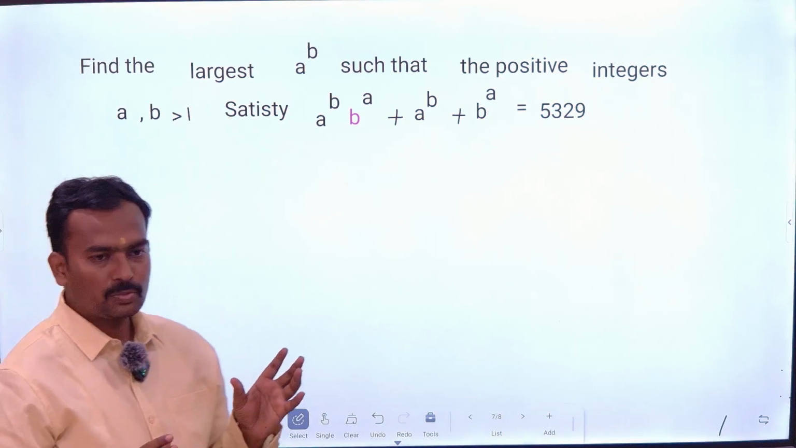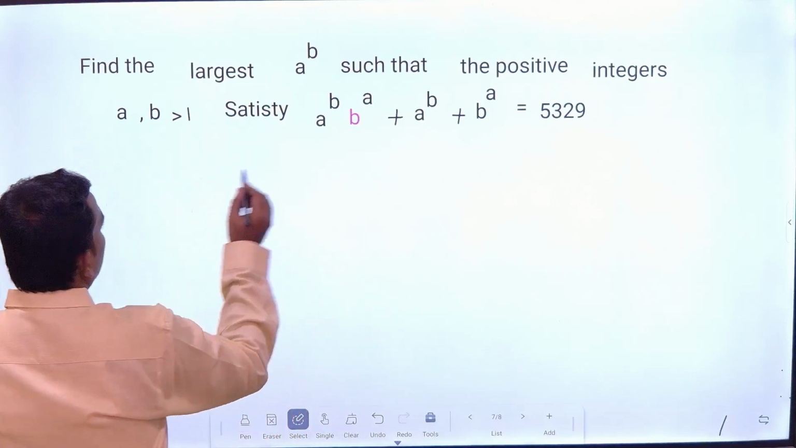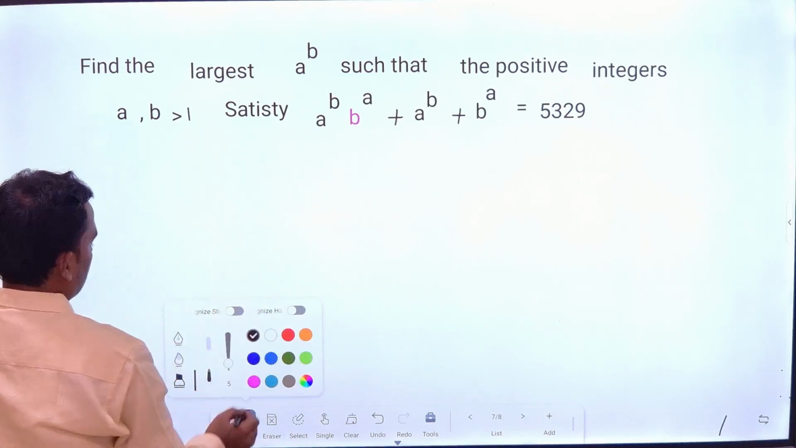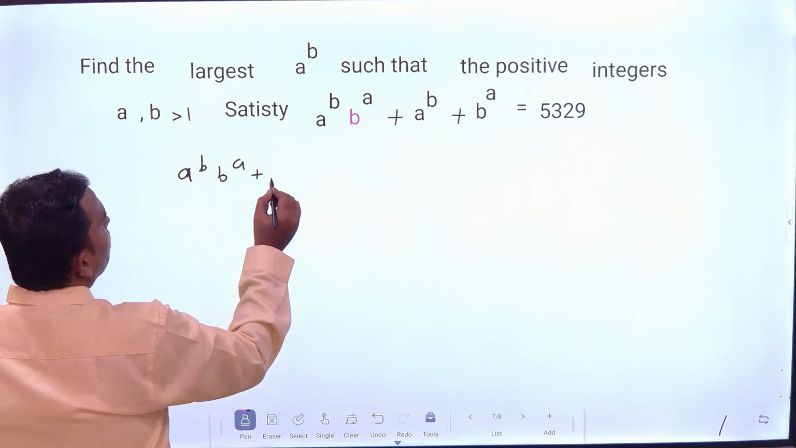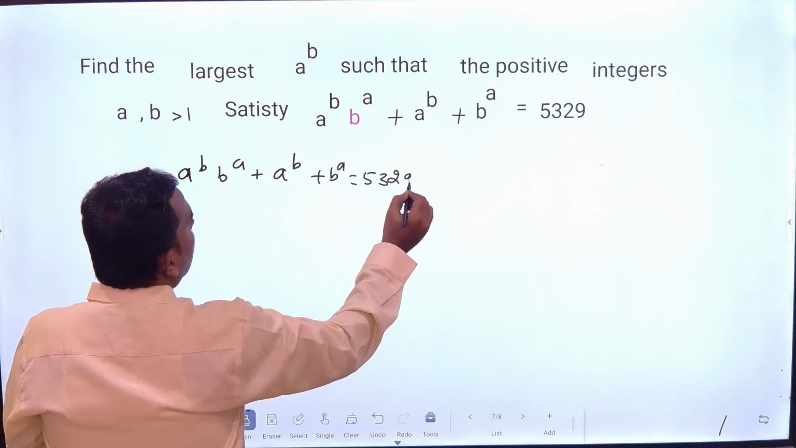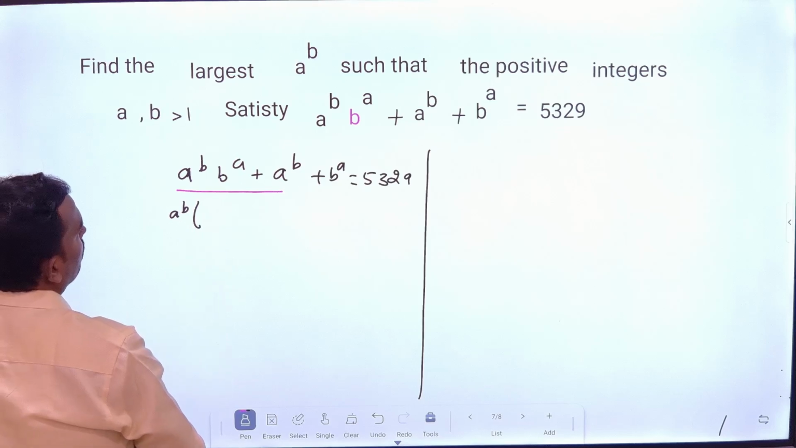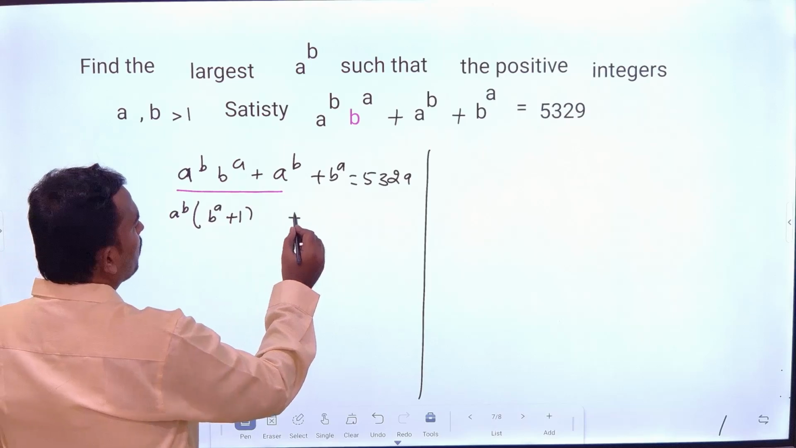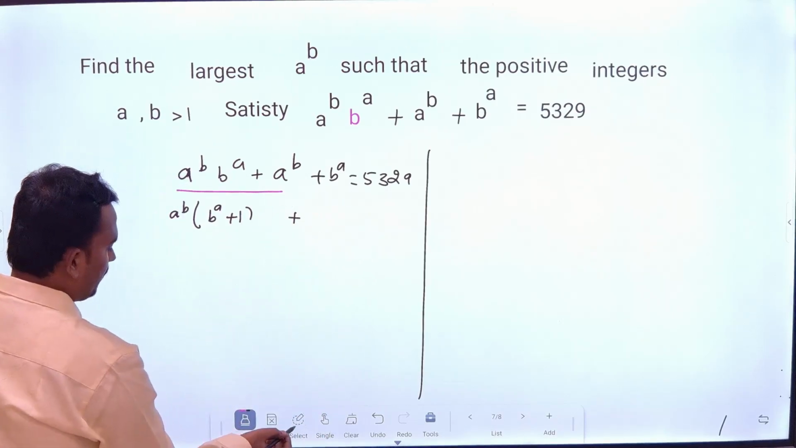So for these kinds of questions, what is the trick? You can just factorize it. The first observation: a power b times b power a plus a power b plus b power a is equal to 5329, right? If I take a power b common, I get b power a plus 1. But we need b power a plus 1 to be common, then only we can take it out.